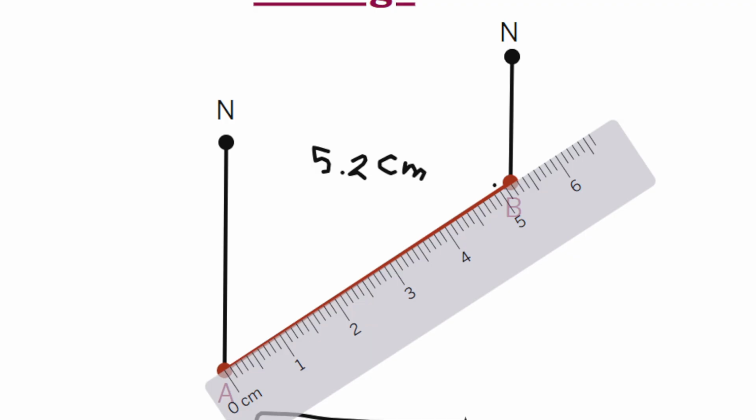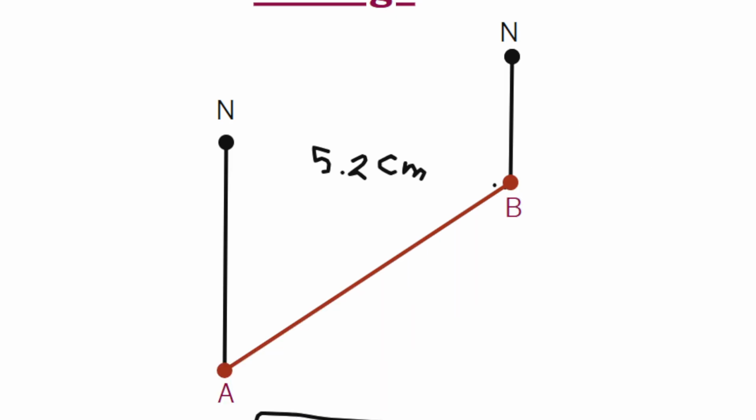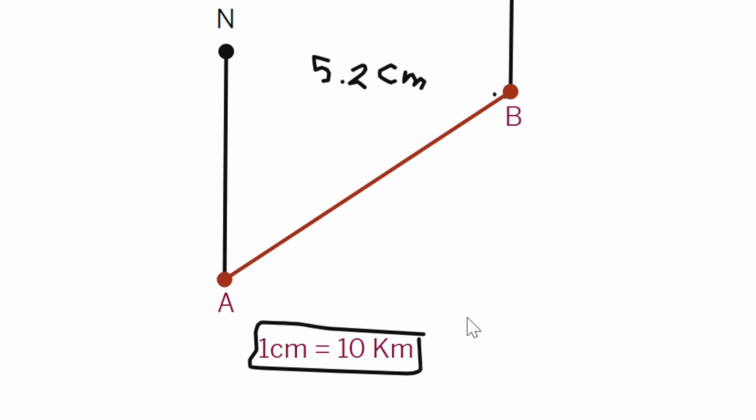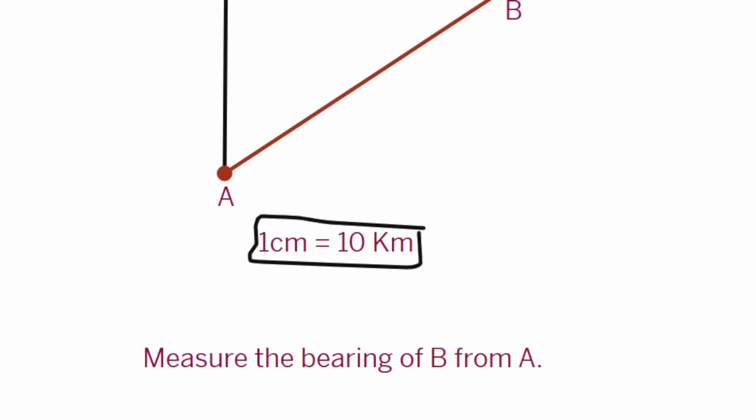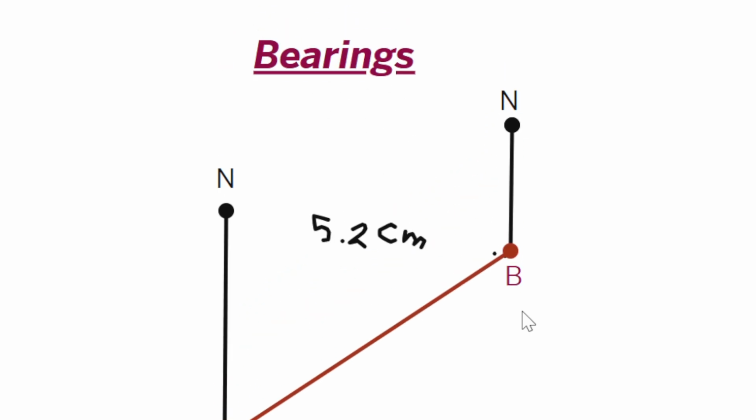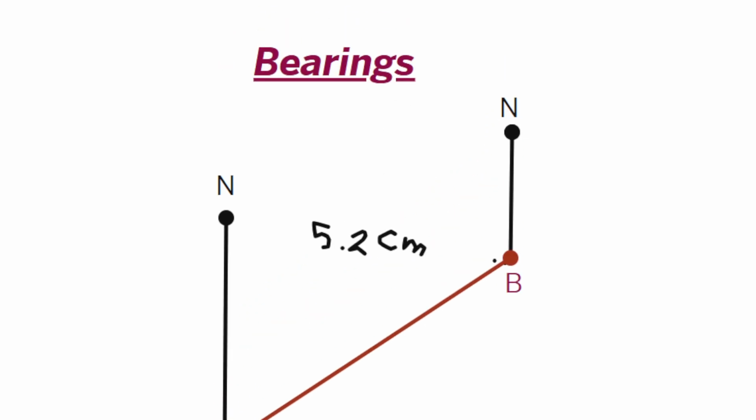But then each centimeter is 10 kilometers. That's what they said, right? Here, 1 centimeter is 10 kilometers. That means we multiply by 10. So it's 5.2 times 10, which is 52 kilometers. So the distance between these points is 52 kilometers. Did you get that? Now, let's look at the next question.